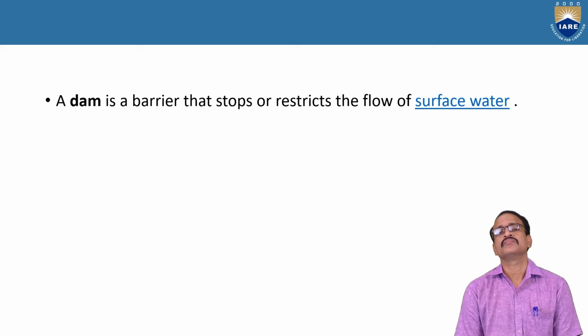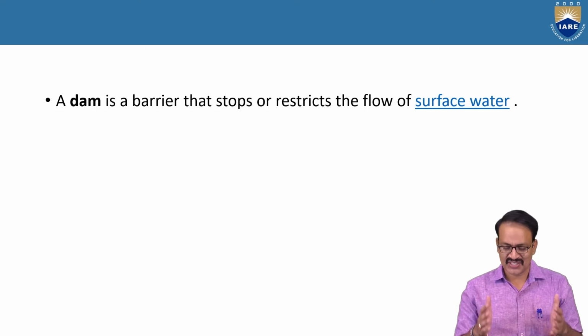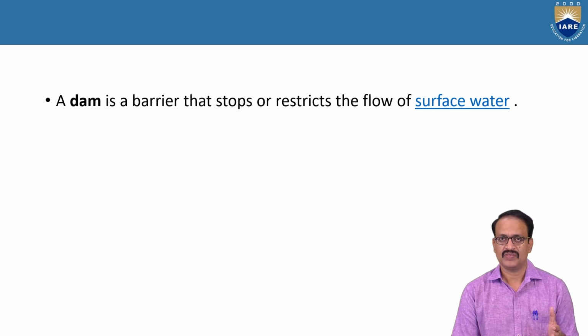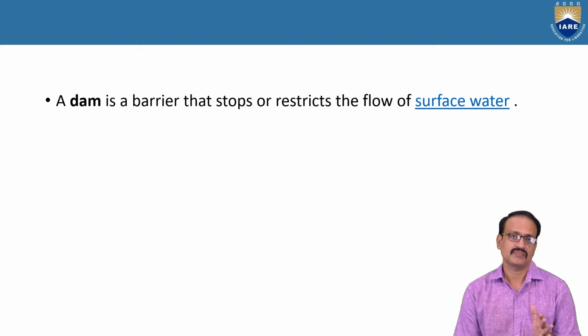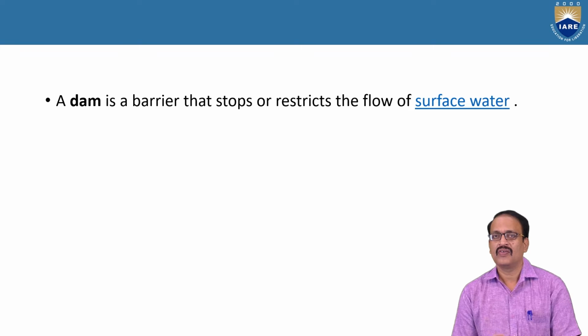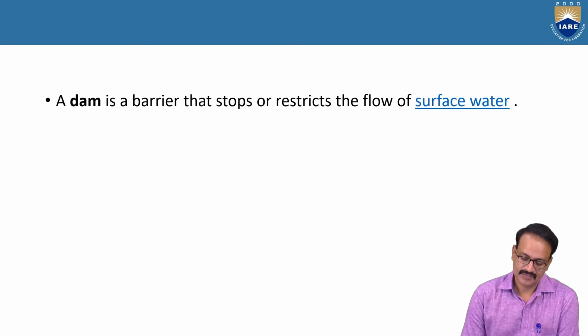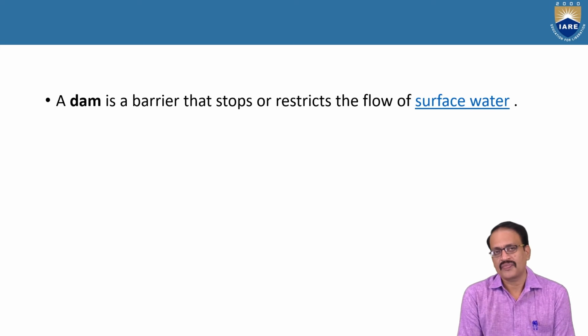Dam. It is an obstruction. It is a resistance which stops and restricts the flow of surface water. A dam is a barrier that stops or restricts the flow of water on the surface of the earth. So there are different types of dams.